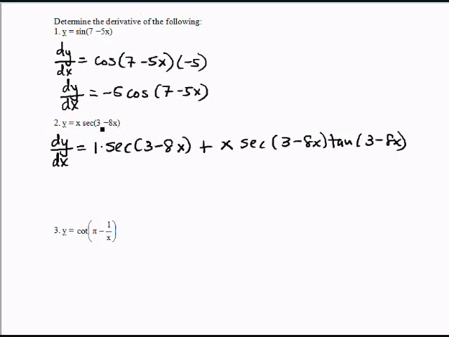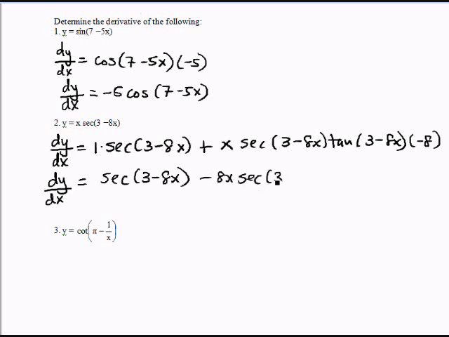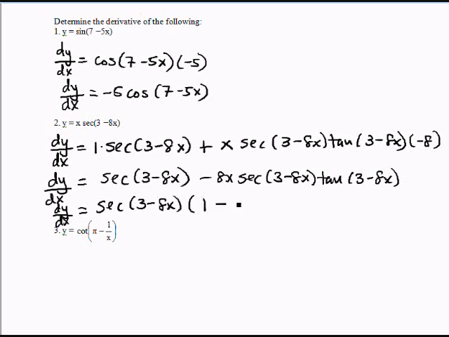Now we do the derivative of the inside, which in this case is -8. So let's just rewrite this as secant 3 minus 8x. Let's pull this -8 up front, so -8x secant 3 minus 8x tangent of 3 minus 8x, and I'm just going to factor out a secant of 3 minus 8x, and then we'll be done. Taking 3 minus 8x out of that, I'm just left with 1 minus 8x tangent of 3 minus 8x.